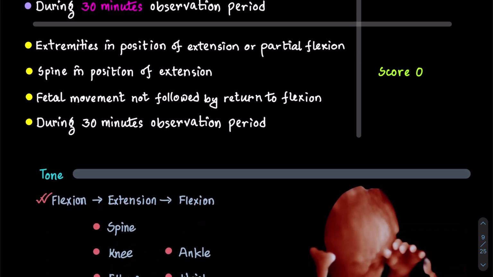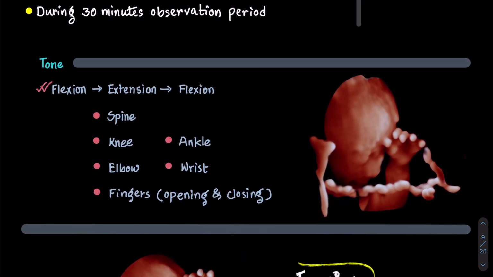Now how to see a tone? We want to see a joint extension from a flexed state and then returning back to flexed state. If the joint is in extension state, then for a tone, it should get flexed first, then extension, then flexion. So this is a little disturbing topic. That's why I say to remember flexion, extension, flexion as a tone.